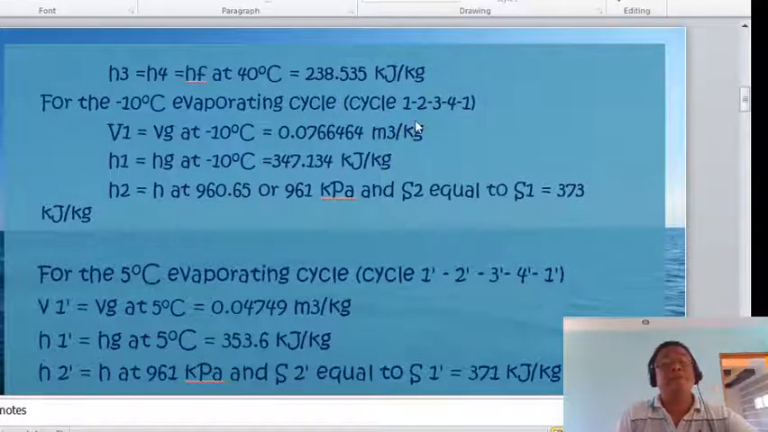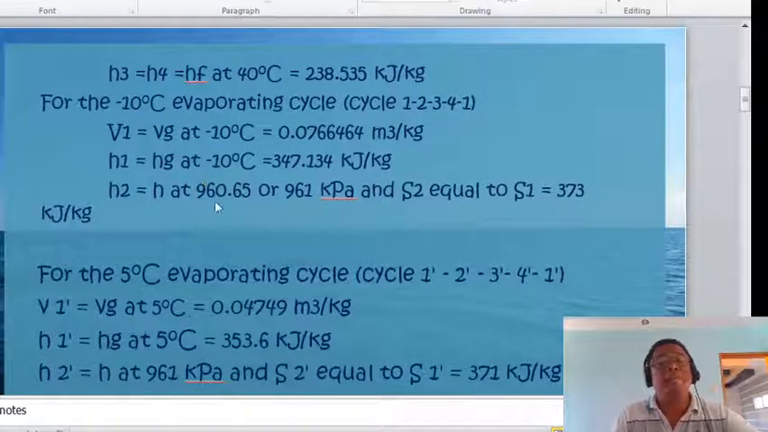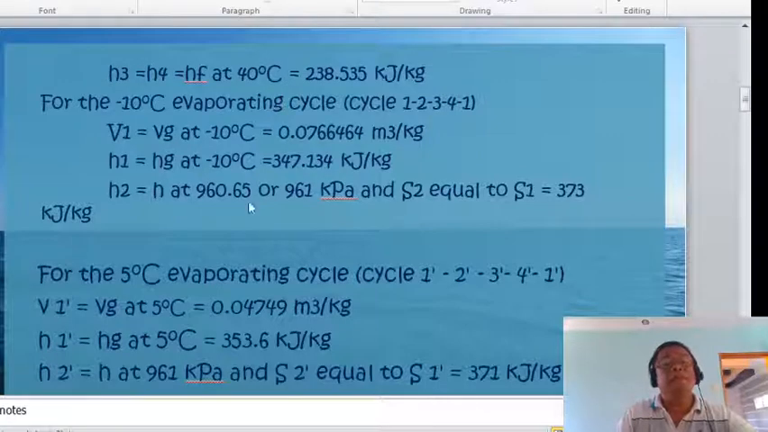Take note, class, that the process here is isentropic. The compression in the compressor is isentropic, meaning from state point 1 to state point 2, the entropy is the same. For h of 2, that is equal to h of g at 960.65, or 961. Take note, class, this pressure here is obtained from 40 degrees. If you look at the saturation table at 40 degrees, that is 960.61. Take note that the entropy S2 is equal to S sub 1.